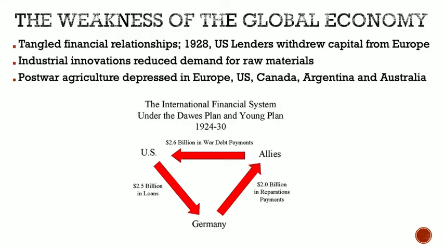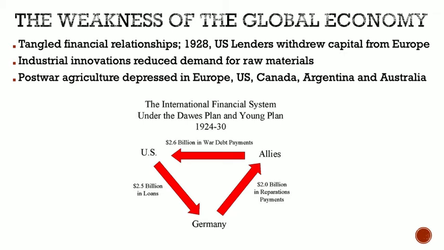But there's weaknesses in the global economy, not just Germany. The tangled financial relationships that were established by countries that are tied together, right, begin to see these problems. Germany is paying $2 billion in reparation payments to the Allies. The Allies are paying war debts to the United States. The United States is loaning billions of dollars to Germany, right? So they're connected, and when Germany's money is losing value, this has a global impact as well.